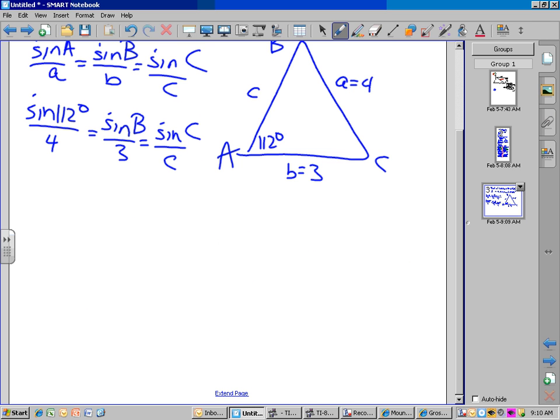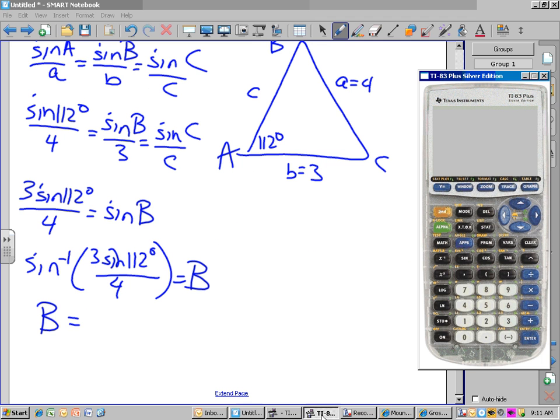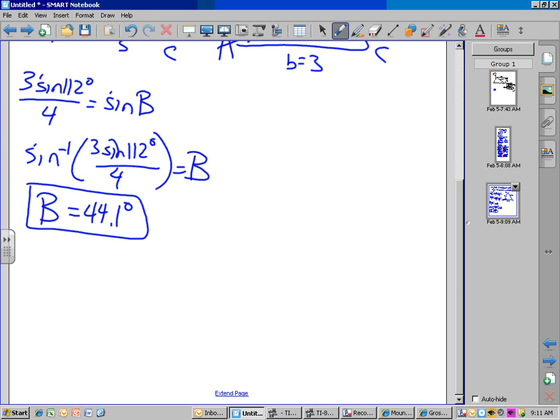We can solve for angle B. 3 sine of 112 over 4 equals the sine of B. So the inverse sine of 3 sine 112 over 4 equals B. It's like 44.1. Again, maybe it's easier if we just finish the first case, just solve the whole thing before you go back and consider case 2. That's going to be a B1 though.